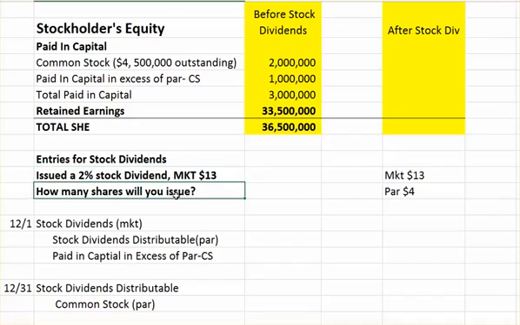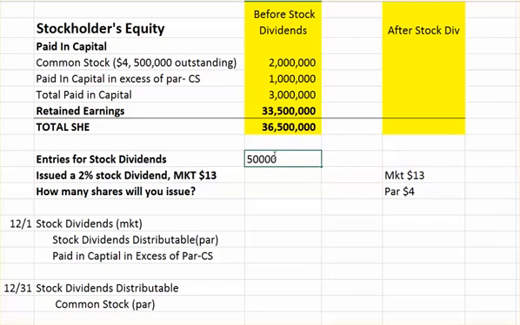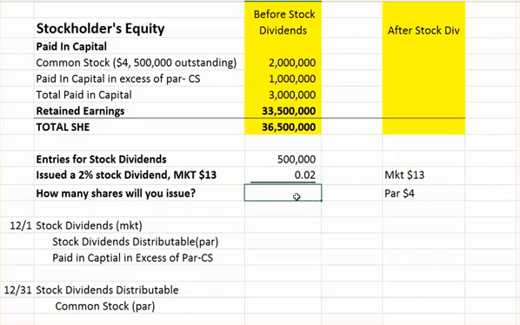So the first thing we've got to figure out is how many shares will we issue. So we're going to say we have 500,000 outstanding shares of stock times 0.02, because we're issuing a 2% stock dividend, is going to give us our answer. So we're going to say 500,000 times 0.02 equals 10,000 shares of stock. The market value of what we're giving away is $13. The par value is $4.